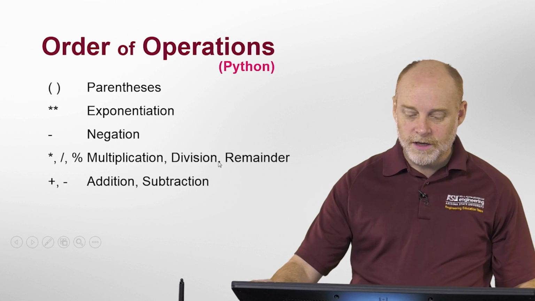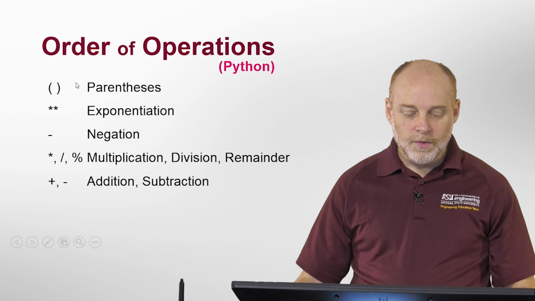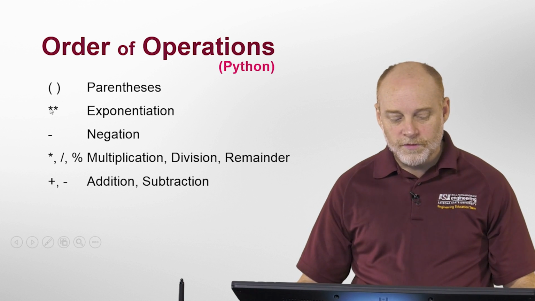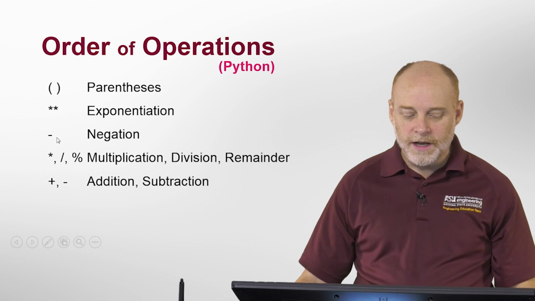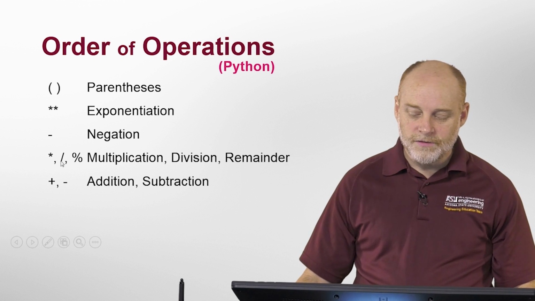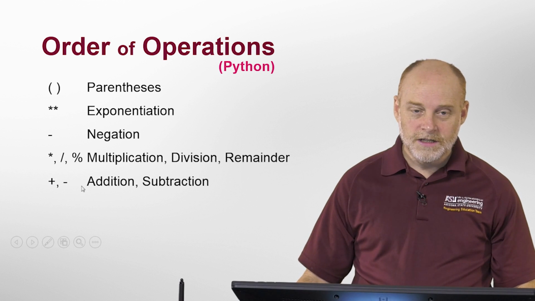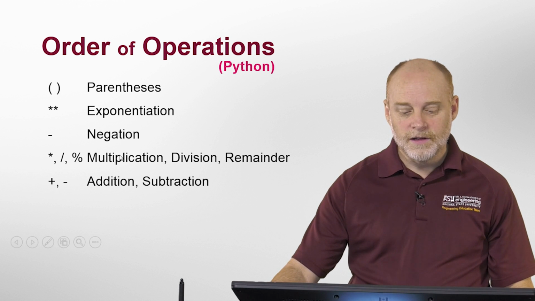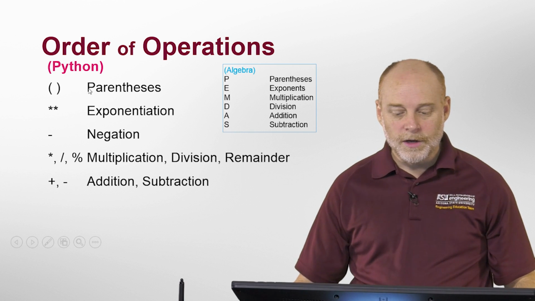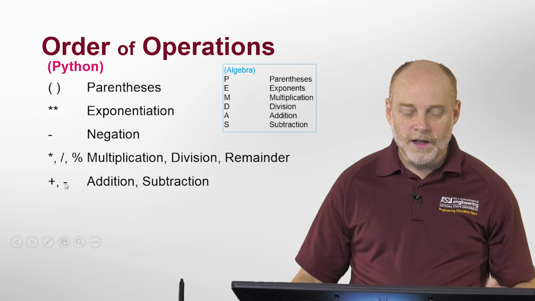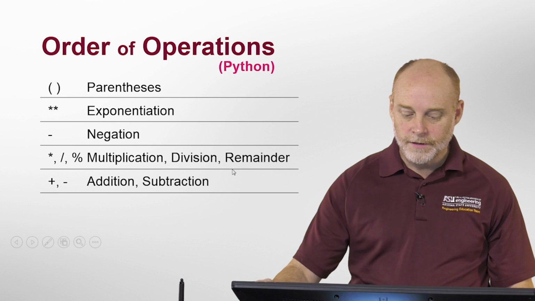And programming languages like Python follow a very similar order of operations. Parentheses first, there's a symbol for exponentiation, there's the concept of negation, so making a value a negative value, then multiplication, division, and remainder are all of equal precedence, and addition and subtraction are of equal precedence as well. So when we see an expression in a programming language like Python, that expression will be evaluated according to the language's order of operations, which is very familiar to you already.